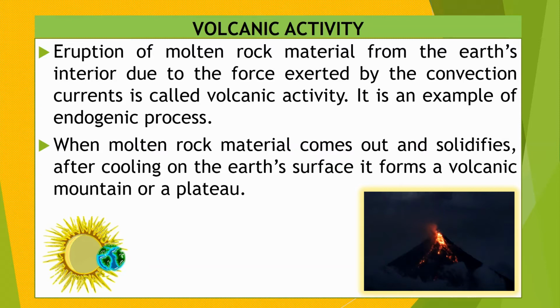That means eruption of molten rock material from the earth's interior due to the force exerted by convection currents is called volcanic activity. Since it is happening inside the earth's surface, it's an endogenic process. But its effect can be seen on the surface of the earth. That means the rock material which comes out and solidifies after cooling on the earth's surface may form a volcanic mountain or a plateau.